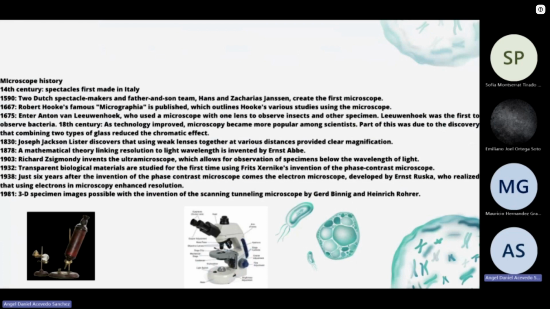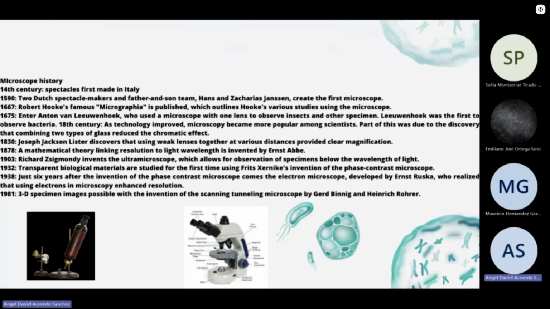In 1878, a mathematical theory linking resolution to light wavelength is invented by Ernst Abbe. In 1903, Richard Zsigmondy invents the ultramicroscope, which allows observing specimens below the wavelength of light. In 1932, transparent biological materials could be observed for the first time, thanks to Frits Zernike's invention of the phase contrast microscope.